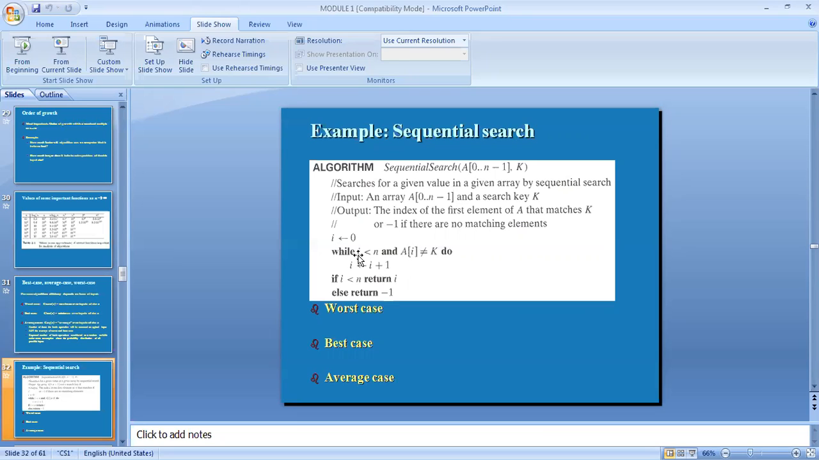So what's the first thing that's going to be done? These are all comments for our understanding: it searches for a given value in a given array by sequential search. The input is an array A[0..n-1] and a search key K. The output is the index of the first element of the array that matches K, or minus 1 if there are no matching elements.